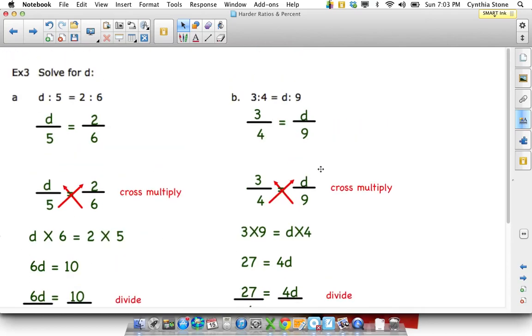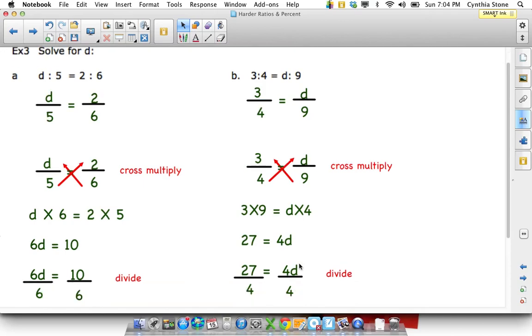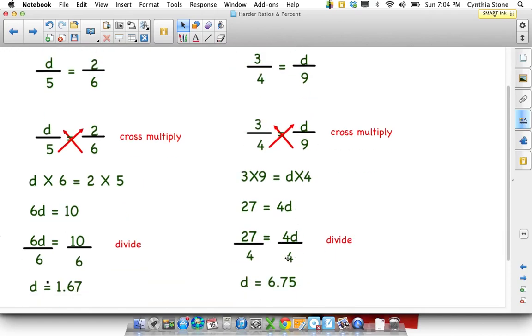Other side, same thing. 3 over 4 equals d divided by 9. Cross multiply. So you end up with 3 times 9 down here equals d times 4 up here. 3 times 9 is 27 equals 4d. You're looking to get the d by itself, so you divide both sides by 4, and you get d equals 6.75. That one's a straight equal. That works out perfectly. Okay? Cross multiply and divide is the strategy. Now the next ones you're going to see are just a little bit different.